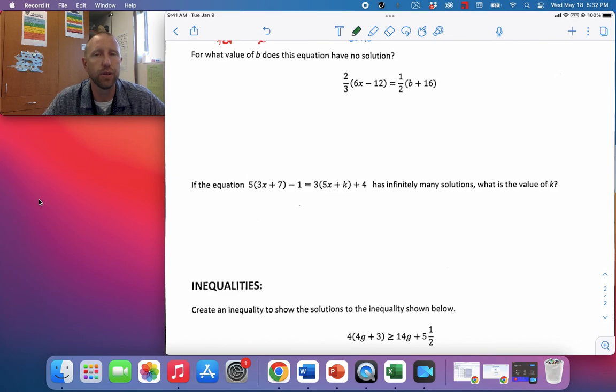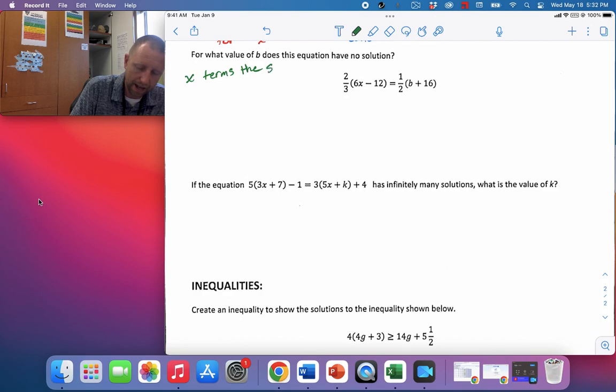And that's what this question down here is really getting at. What can I do so that it has no solution? Well, what does no solution mean? We just wrote it down. That means x terms have to be the same, but constants have to be different. So x terms the same, constants have to be different, okay?